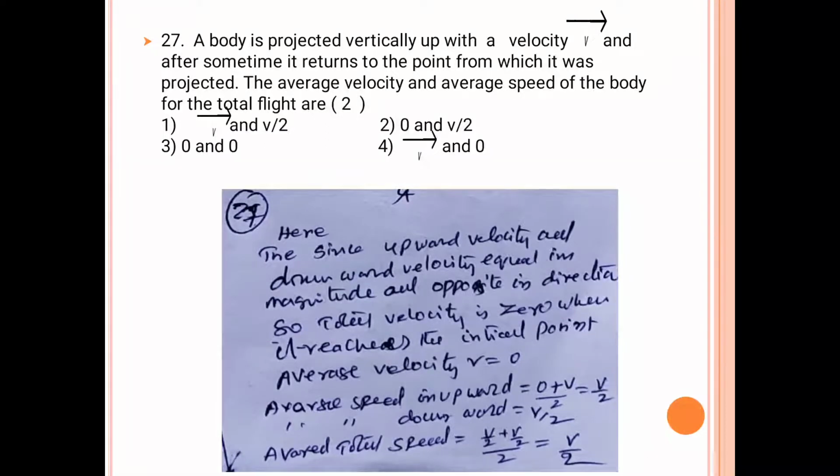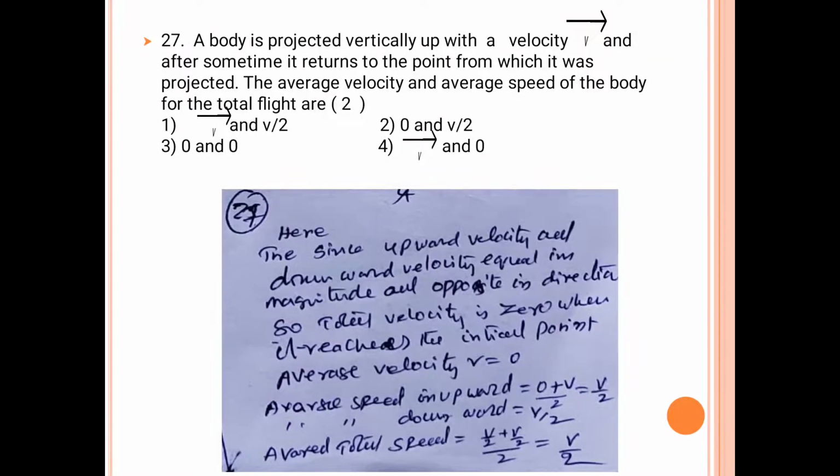Here it is very easy, because if you take velocity in the upward direction as positive and velocity in the downward direction as negative, at every point the velocity magnitude is the same but the directions are different while going upward and coming downward. In another way also you can say that if a body goes and comes back to the same position, the displacement is zero, then average velocity will be automatically zero. So that is very easy, that velocity is zero.